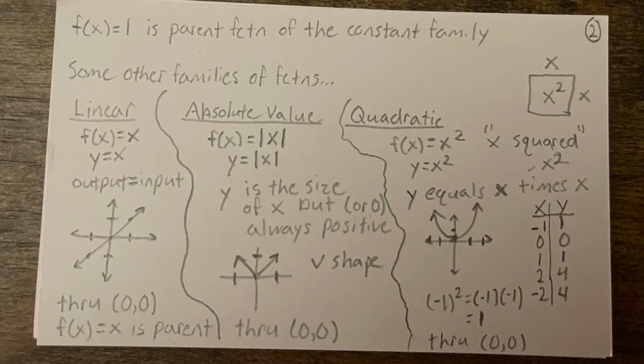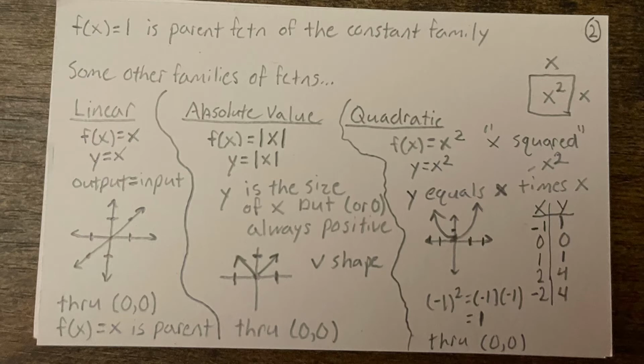The linear family, for example, has parent function f of x equals x, or y equals x. The output is equal to the input. If x equals 2, y equals 2. If x equals 4, y equals 4. If x equals chicken, y equals chicken. The parent function f of x equals x has a graph that is a straight line that goes through the origin, or the point 0, 0.